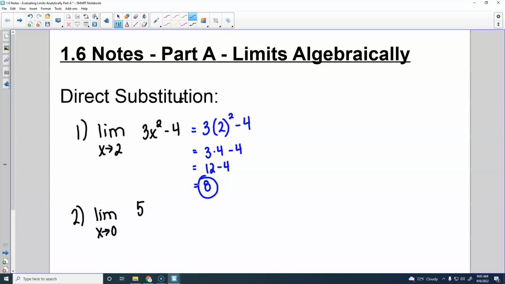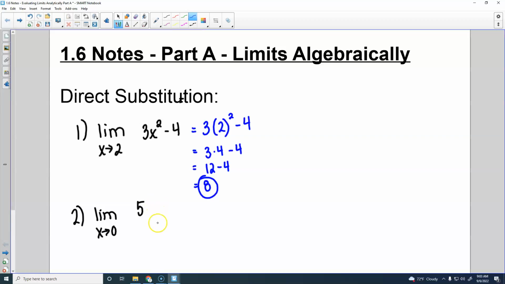So that's my answer. All right, so if you can plug the number in, then the number you get when you plug in for x is your answer. So it's called direct substitution. It is the quickest and fastest way to solve a problem if it works for a problem.